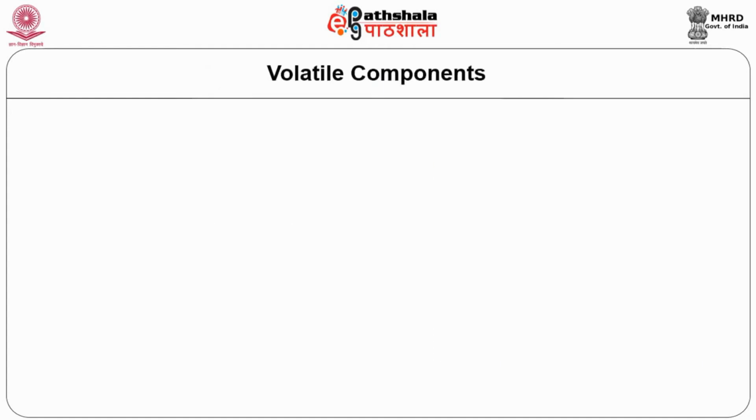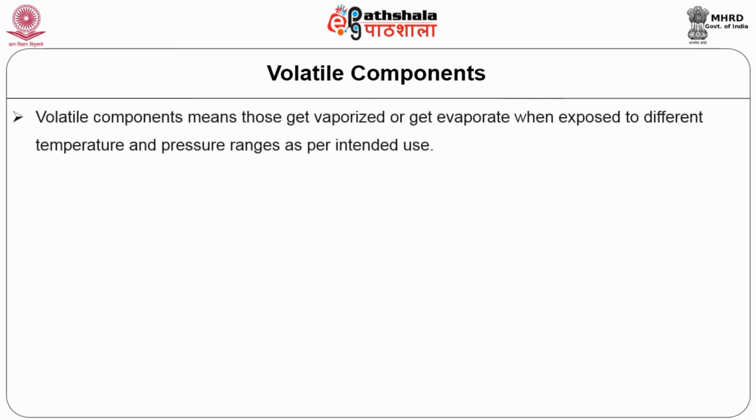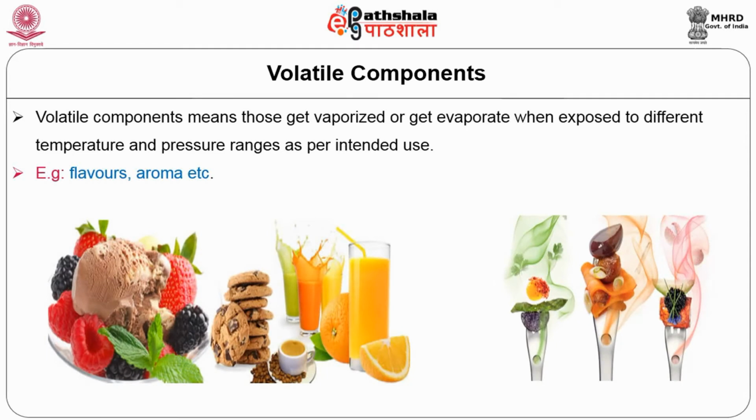First part of this lecture is about packaging of volatile components. First, we must know what a volatile component is. Volatile components are those that get vaporized or evaporated when exposed to different temperature and pressure ranges as per intended use. Example: flavors, aroma, etc.